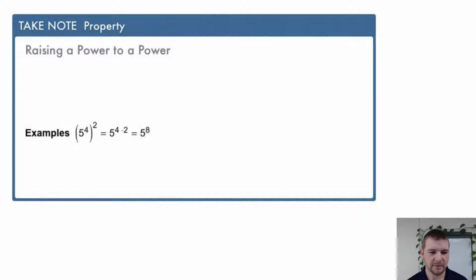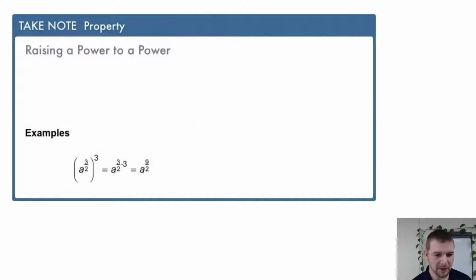Some examples. The first, 5 to the 4th power squared, equals 5 to the 4 times 2 power, and that's 5 to the 8th power. Next, m to the 3rd power raised to the 5th power, well, that's m to the 3 times 5 power, and that's m to the 15th power.